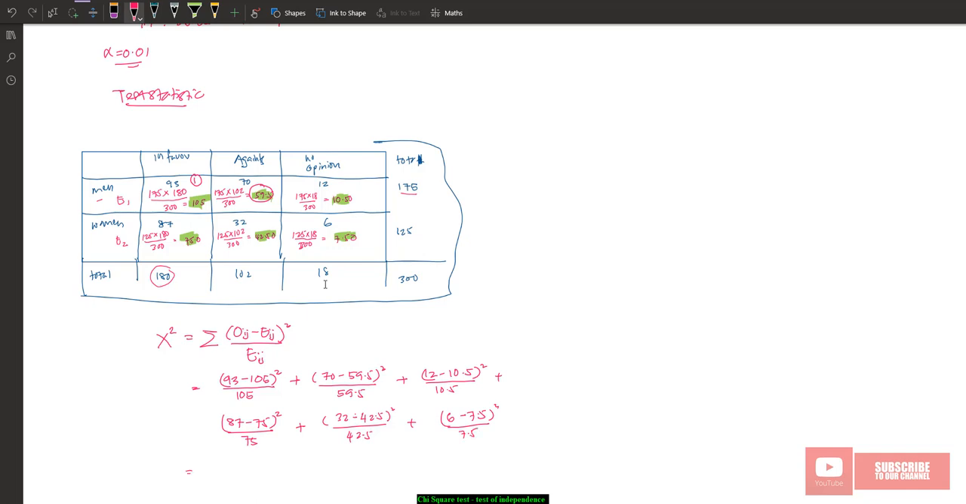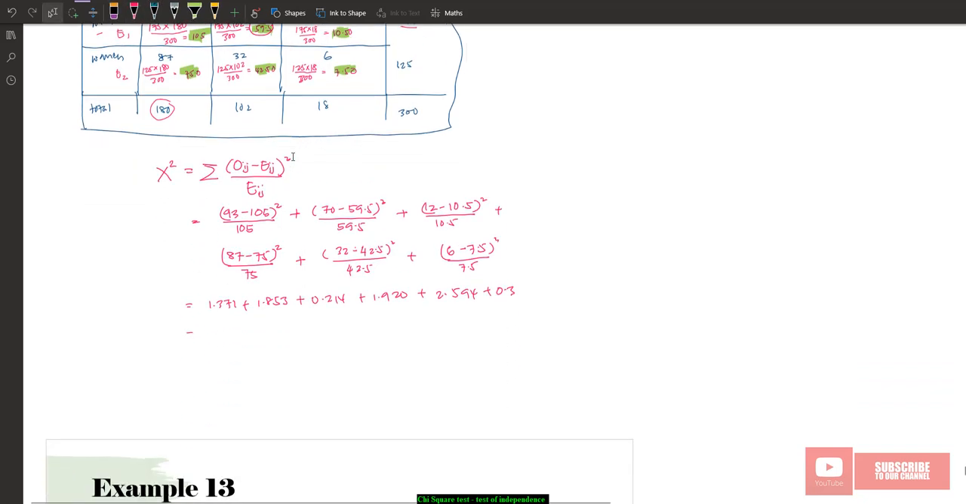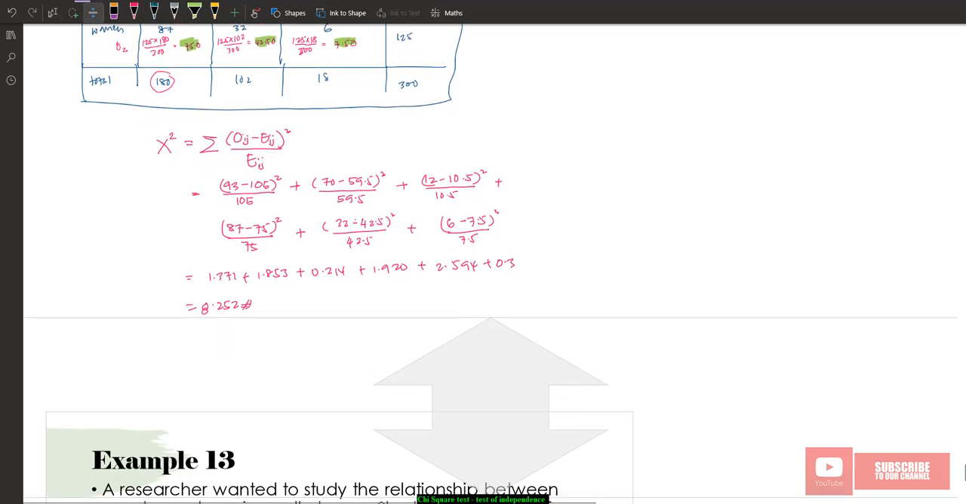So the value for the first one is 1.371, 1.853 plus 0.214 plus 1.920 plus 2.594 plus 0.3. So the value of chi-square calculated should be equal to 8.252, right? So now we already calculated the chi-square calculated.